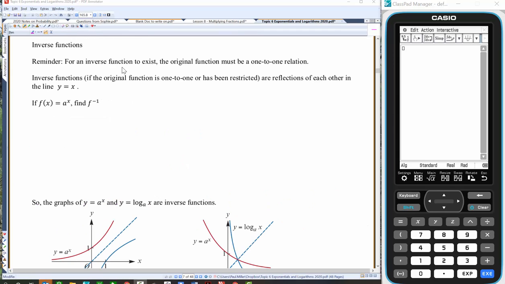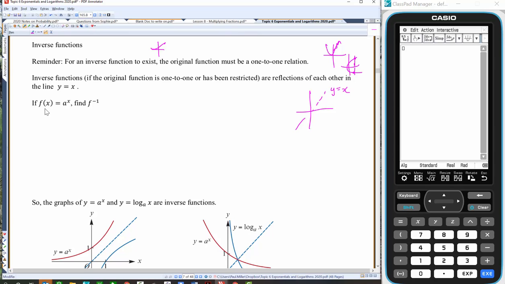Okay, so inverse functions. Just remember that for an inverse function to exist, the original had to be 1-to-1. But remember that if I've got a parabola and I inverse it, it's going to look like that. And the result is not a function. Okay, it's a relation but not a function. So we need to just restrict those domains. Now it's convenient with exponentials and logarithms because an exponential function is 1-to-1. For inverse functions, if the original function is 1-to-1 or has been restricted, they are reflections of each other in the line y equals x. Again, just recall that the line y equals x is the reflection line for an inverse function.